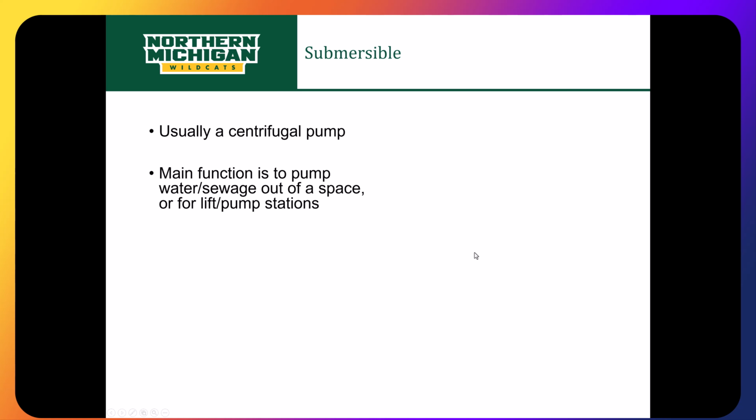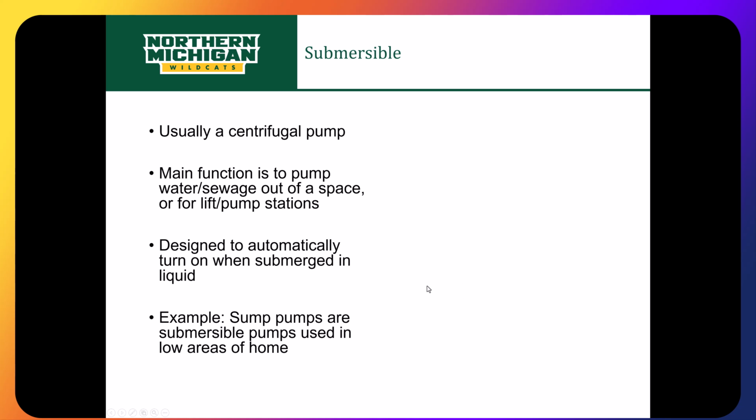And then you have submersibles as well. Submersibles are typically another type of centrifugal pump. Main function for these is to pump different water or sewage out of a space. We use them for lift pump stations. We use them for temporary dewatering systems during construction. We use them for permanent structures where we have high water tables or any place that's prone to flooding. Anything that can be submersed in liquid. An example would be a sump pump in your house.